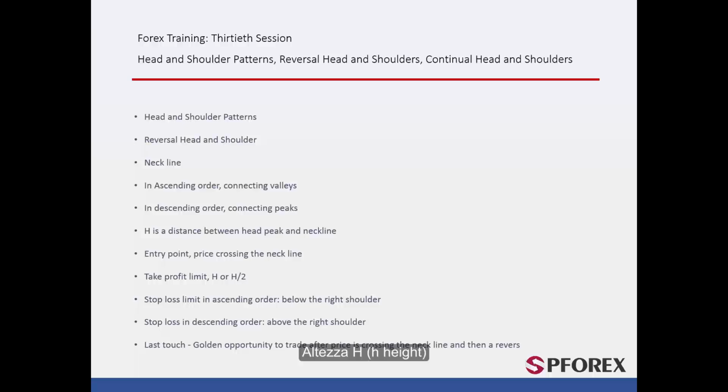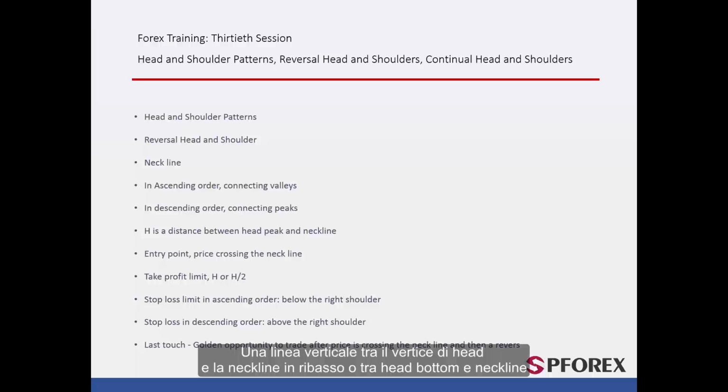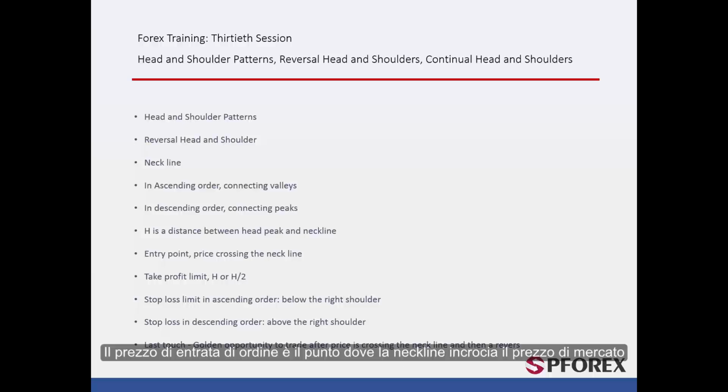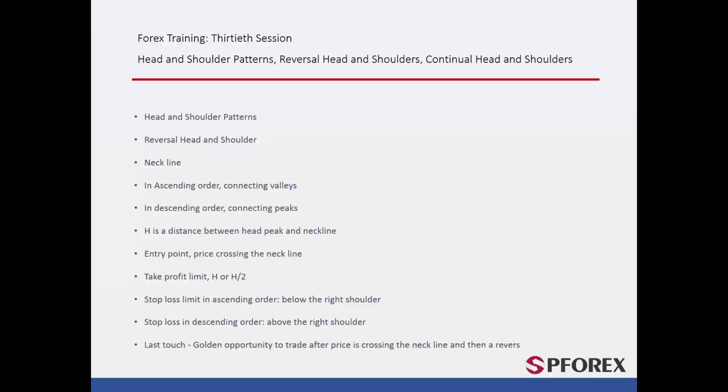H height. A vertical line between the head summit and neckline in downtrend, or head bottom and neckline. Entry price. Order entry price is the point where neckline crosses the market price. Take profit. Take profit equals H or half of H value.